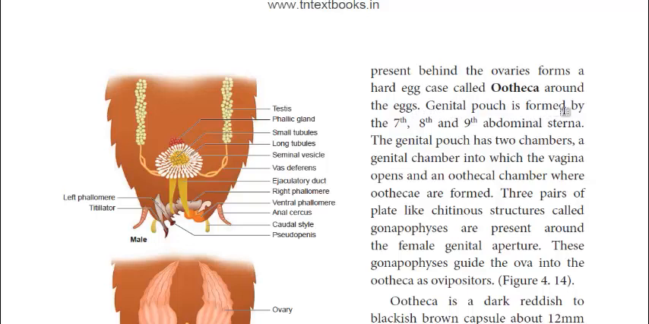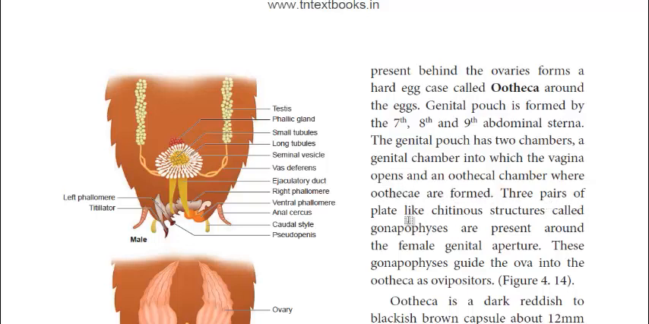The genital pouch is formed by the 7th, 8th and 9th abdominal sterna. We have already studied this. The genital pouch has 2 chambers: the genital chamber, into which the vagina opens, and an oothecal chamber where the ootheca is formed. Ootheca means the egg case.